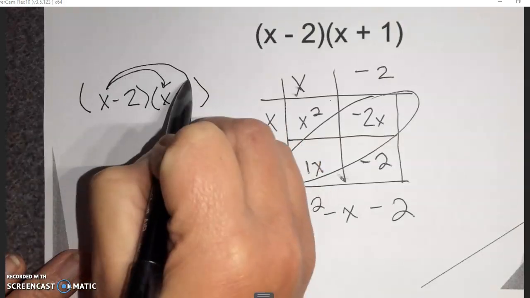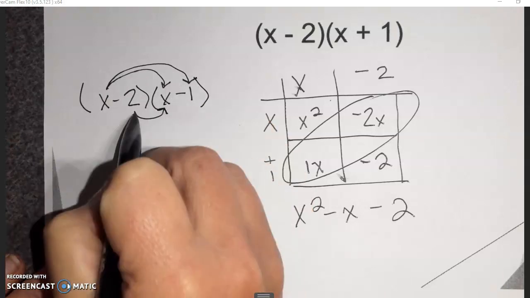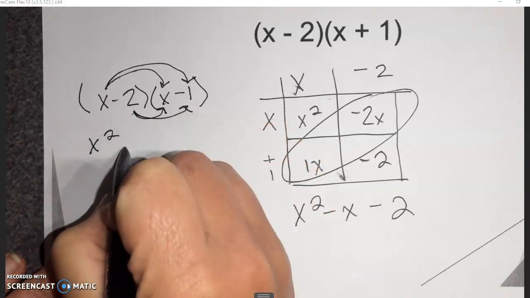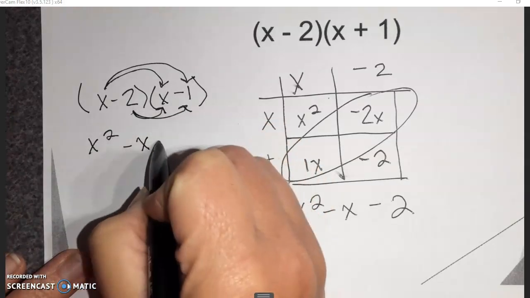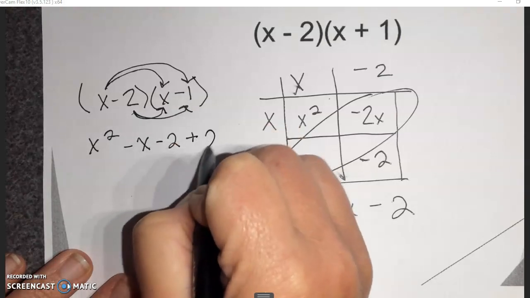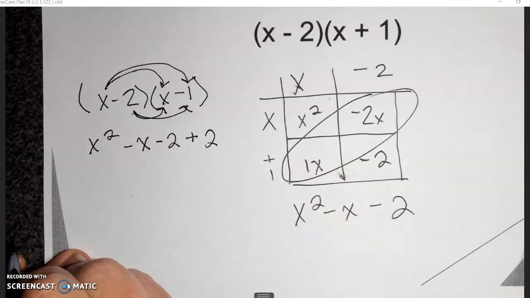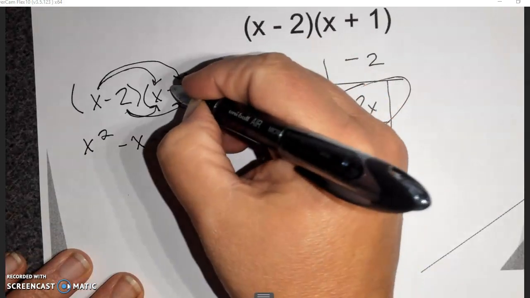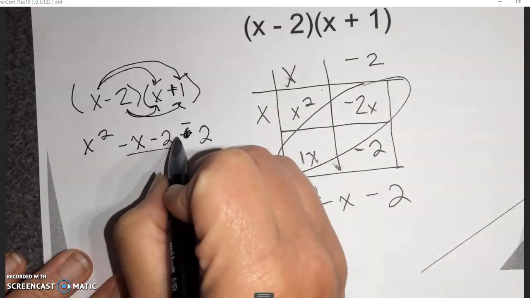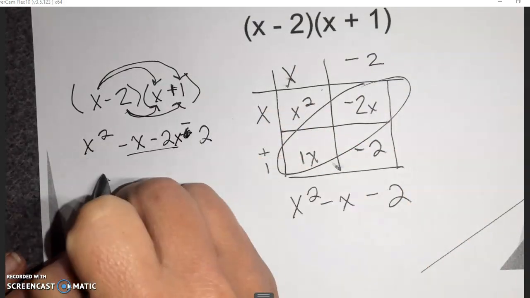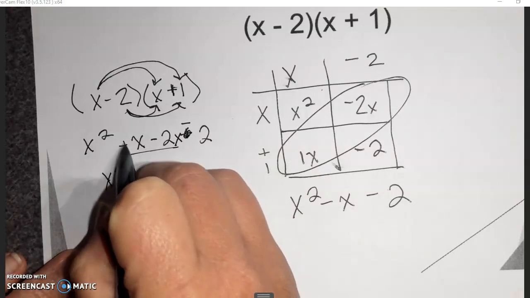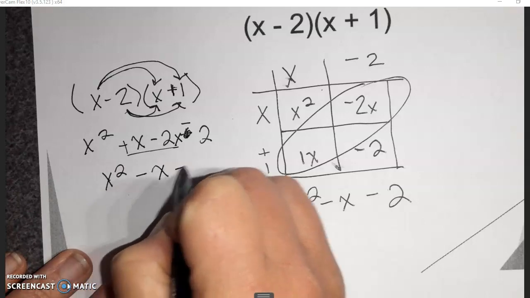First, outer, inner, last. x times x is x squared. x times negative 1 is negative x. Negative 2 times x is negative 2x. Negative 2 times negative 1 is positive 2. Oh, sorry, that's positive 1. So that's negative x. Combine your like terms. x squared minus x minus 2.